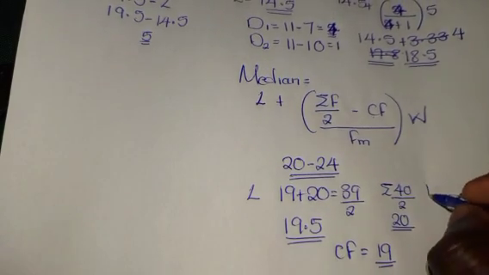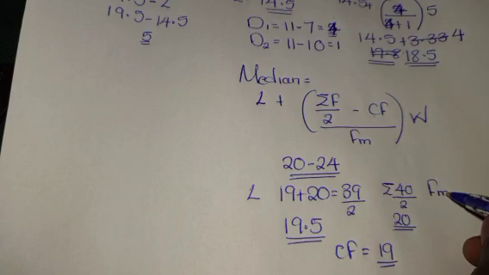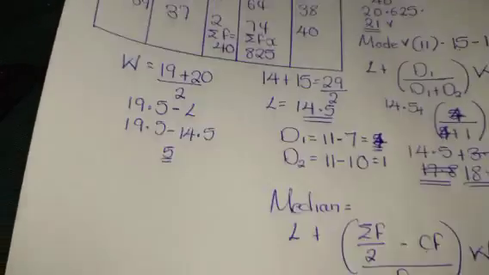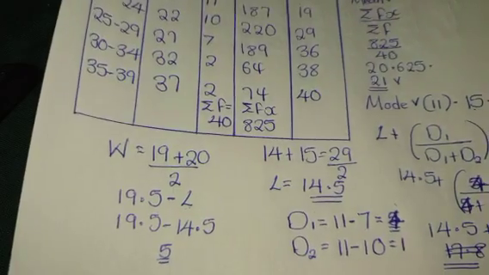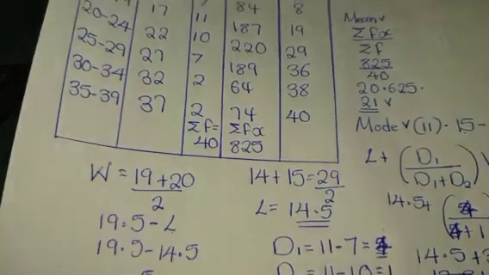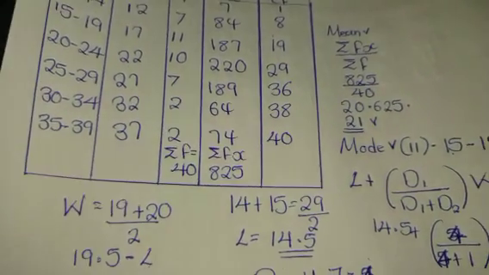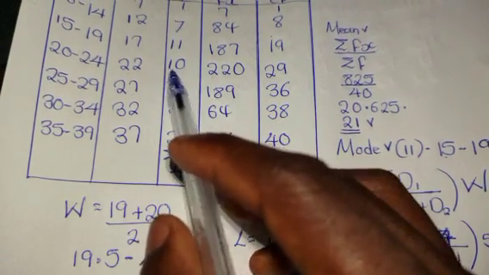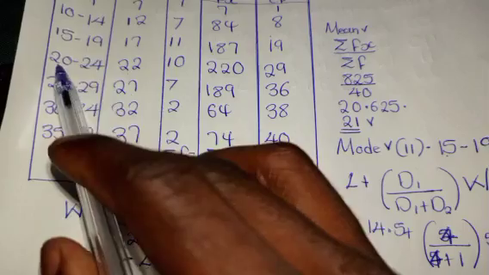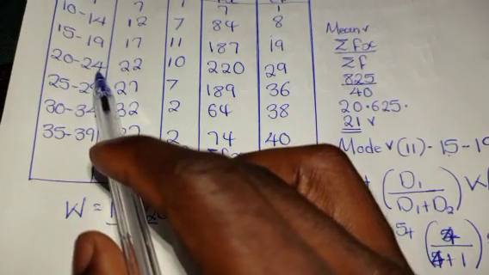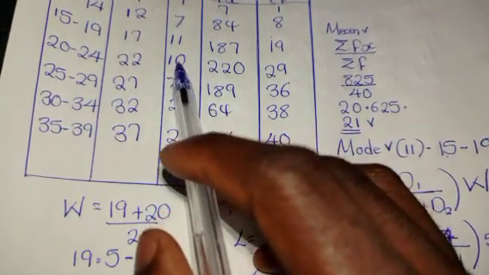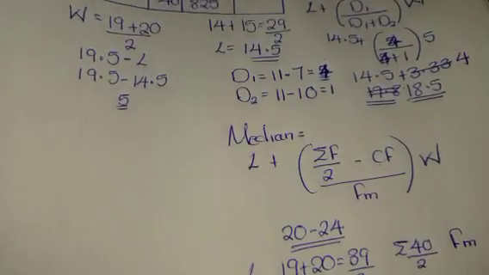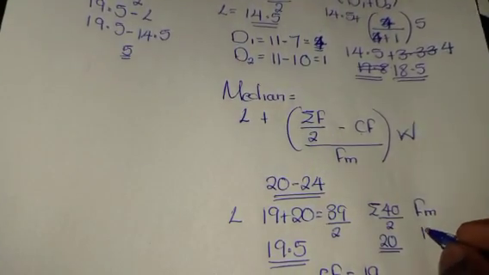Then we have FM, where this is the frequency of the median class. So the actual value of the frequency of the median class is what? Is 10. Why? Because the median class is 20 to 24 and the value of the median class, which is the frequency in this case, is the 10. So this is how we get our FM.